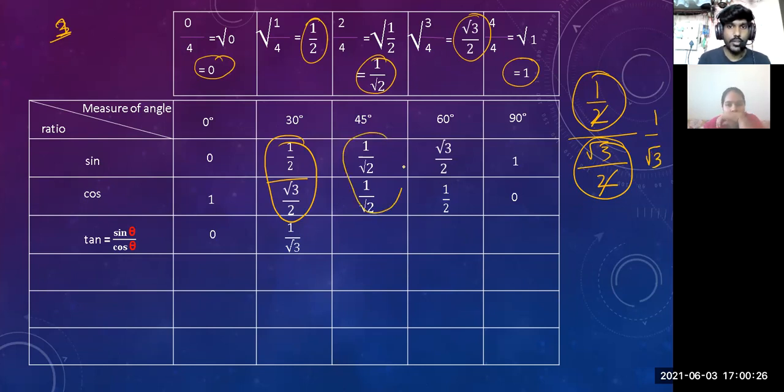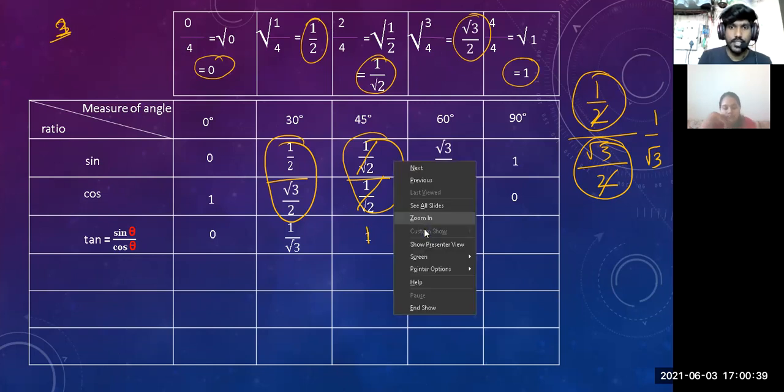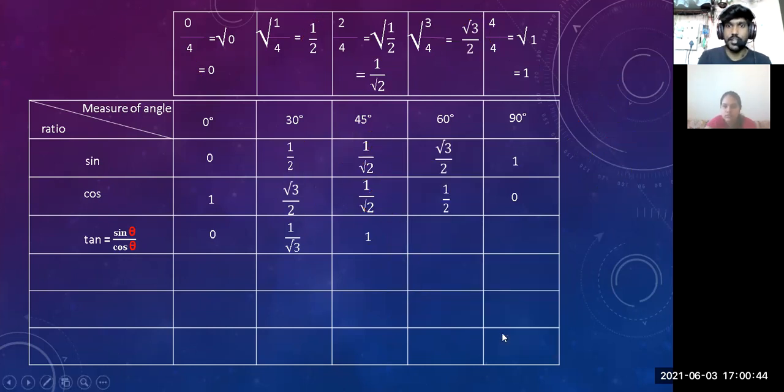Then for the next one, we have to divide these two. 1 upon root 2 divided by 1 upon root 2 is? This will get cancelled, so it is 1. Correct. Then the next one will be root 3. Yes, correct. And last is 1 upon 0, 1 divided by 0.